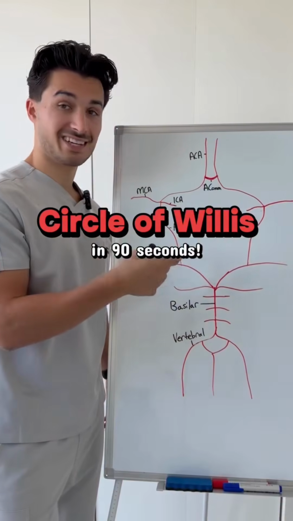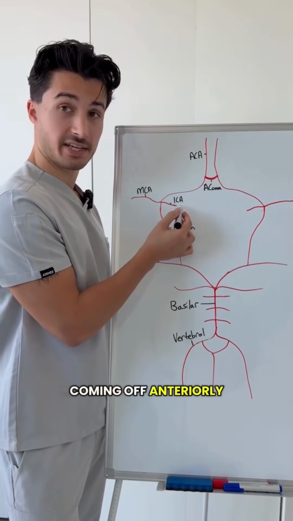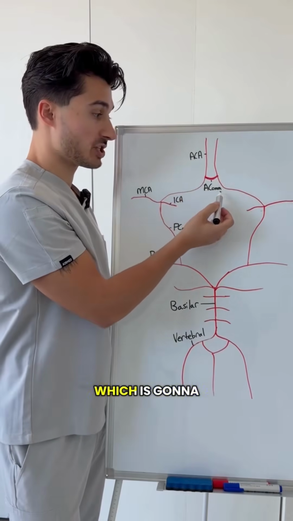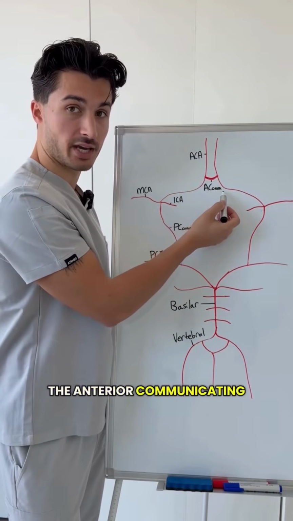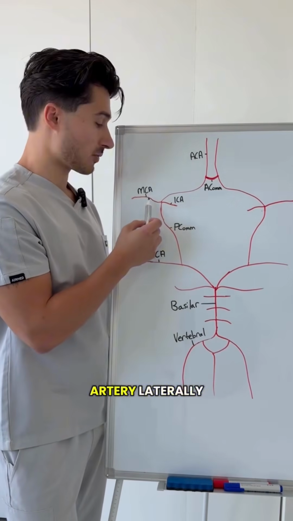This is how the USMLE tests the Circle of Willis. Let's start off with the anatomy. So we have our ICA coming off anteriorly, and they're going to give off the ACA, the anterior cerebral artery, which is going to be joined by the anterior communicating artery. Now the internal carotids also give off the MCA, the middle cerebral artery, laterally.